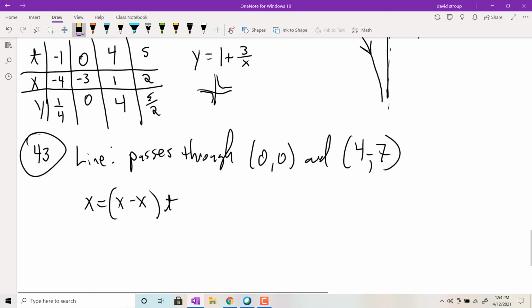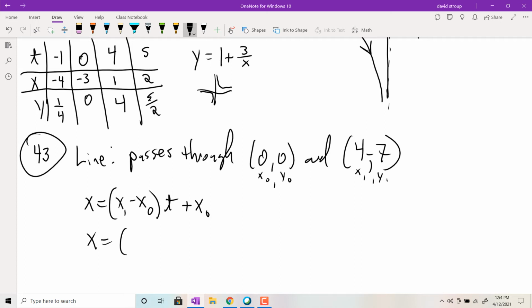So let me do that. So x sub 1 and x sub 0, where this guy is x sub 0 and this guy is x sub 1. And this will be y sub 0 and this will be y sub 1. Okay. So it's x sub 1 minus x sub 0 times t plus x sub 0. So in this case, x equals 4 minus 0 times t plus 0. It'll just be 4t at the end of the day.